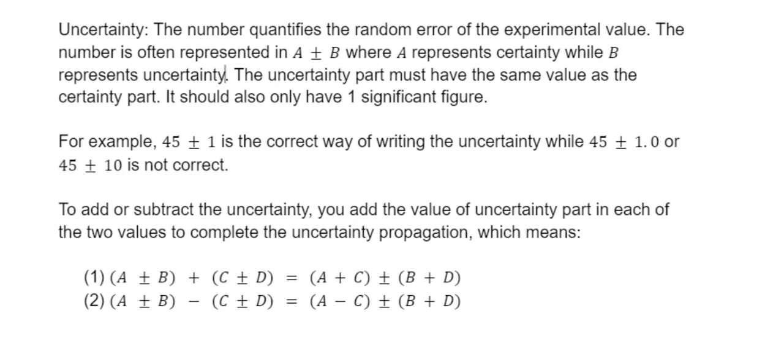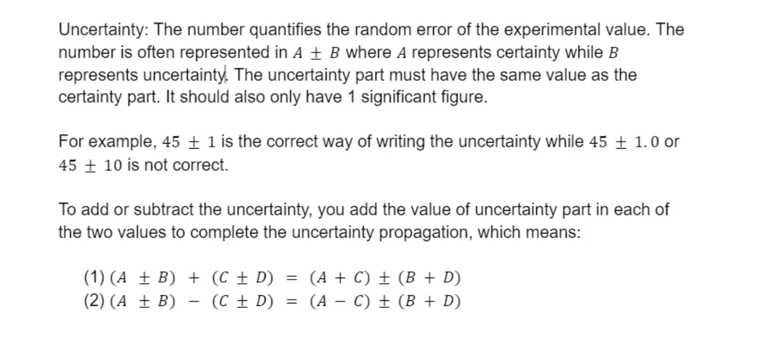The uncertainty part must have the same place value as the certainty part. It should also only have one significant figure. For example, 45 plus or minus 1 is the correct way of writing the uncertainty, while 45 plus or minus 1.0 or 45 plus or minus 10 is not correct.